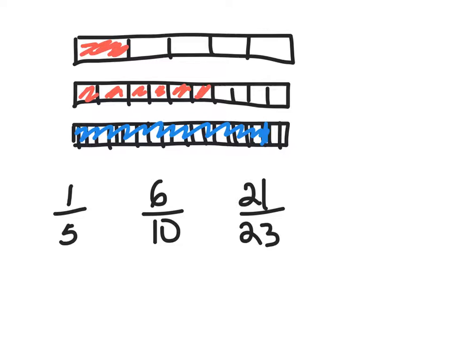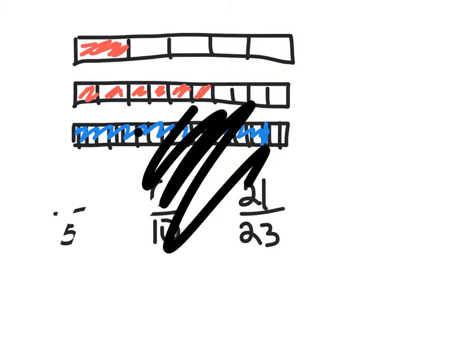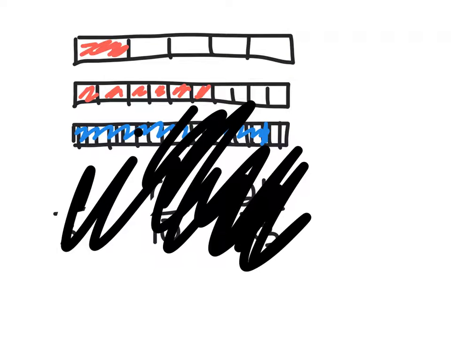So what we're going to do now, instead of drawing out our pictures, is use those benchmarks to help us arrange. So I'm going to create a number line. What I'm going to do on that number line is just use 0, 1/2, and 1. And I'm just going to give us a group of fractions.